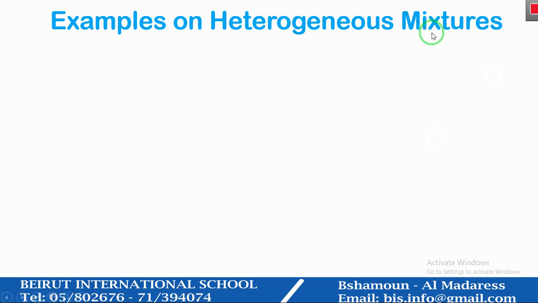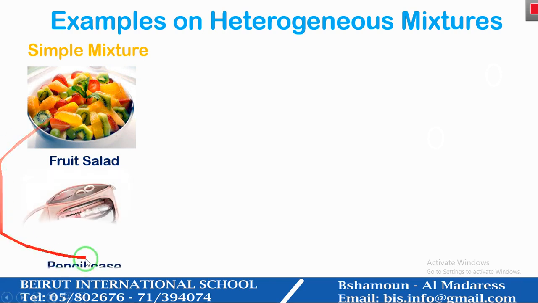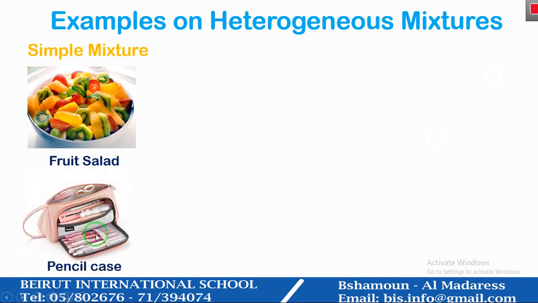Moreover, here are some examples on heterogeneous mixtures. We're going to start with the first type, which is simple mixture. Like a fruit salad, you can see all the parts of the fruit salad, all the fruits that are mixed together. Or the pencil case, you can see all the parts of the pencil case, the pens, the crayons, the ruler, the sharpener, and all the parts of this pencil case.